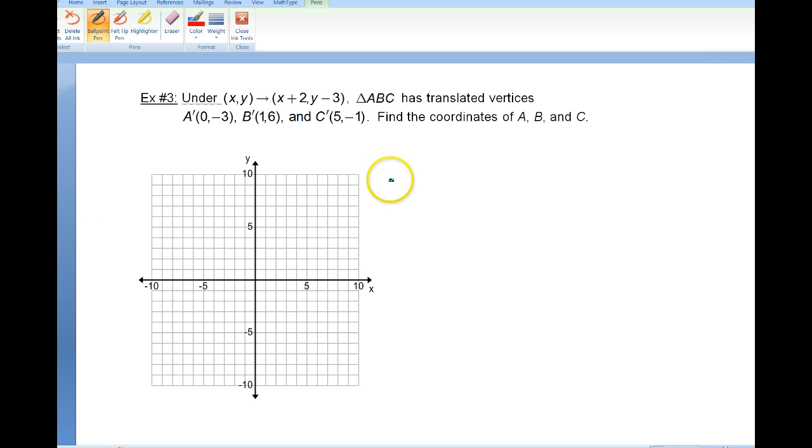What would be A? Do you want to graph it? Do you want to put it on the graph first? Are you doing A prime, B prime? So 0, negative 3, here's A prime. 1, 6, here's B prime. And 5, negative 1, here's C prime.